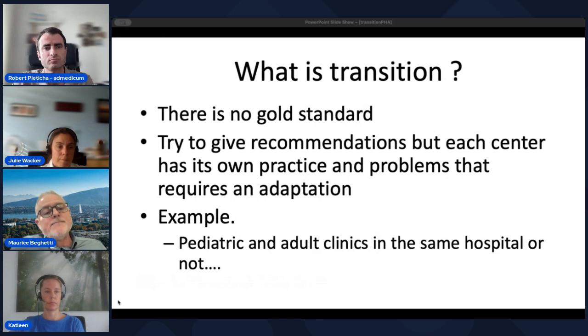So no gold standard, because I think every center is working differently. So as you have your own practice, you need to build your own transition clinic adapted to your centers, pediatric and adult. For us, a bit easy. Pediatric and adult clinics are in the same hospital. So it's very easy. We have the same chart. We have charts that are transferred from one place to another very easily. And indeed, I'm running the adult and pediatric PH clinic with my adult colleagues. So that's quite easy, but it's not always like that.